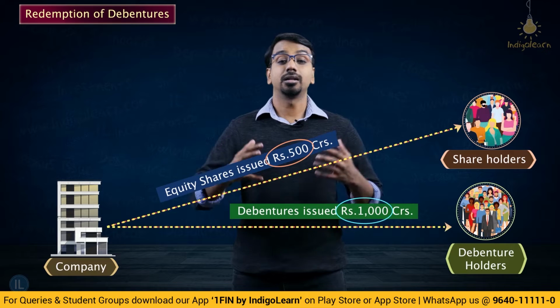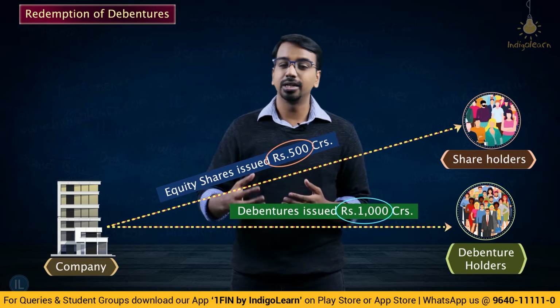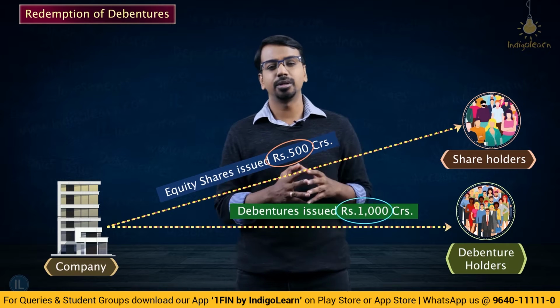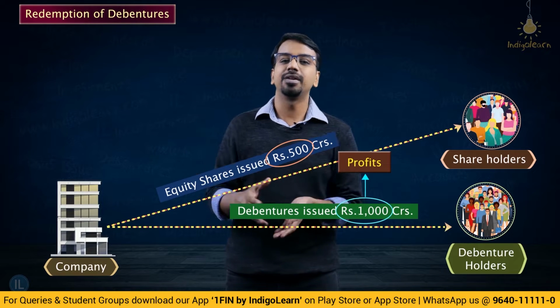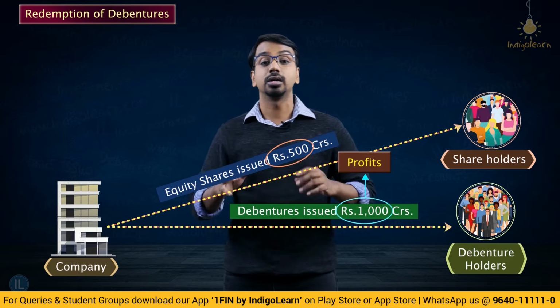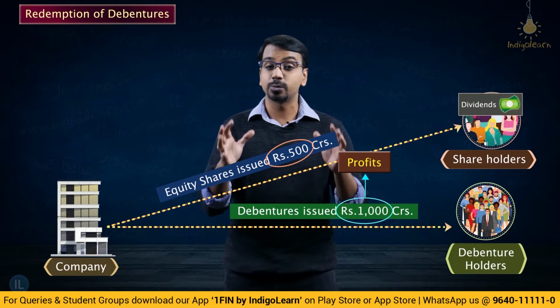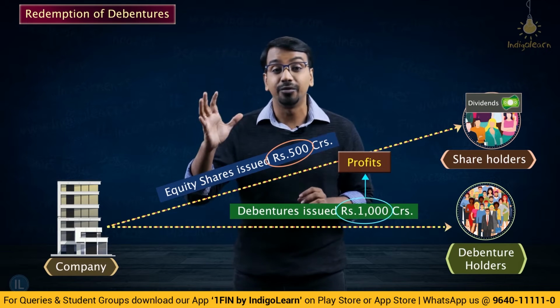The company started doing its business very well. It started earning a lot of profits. Year on year, the company was paying the interest back to the debentures. But what the company was also doing is, whatever was left out, everything was being distributed to the shareholders as dividends.